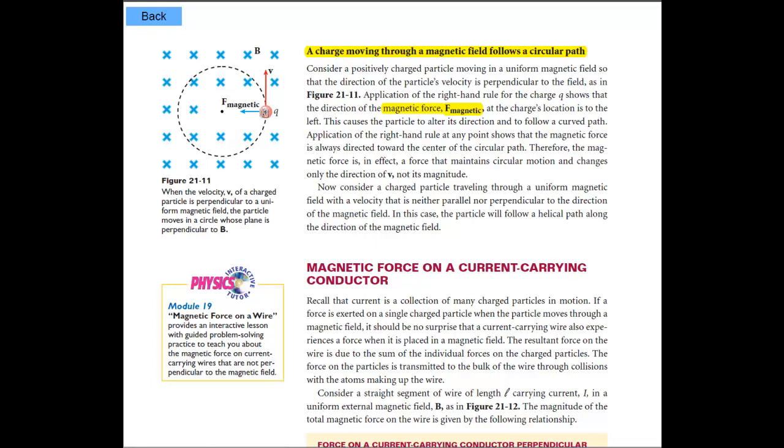And we looked in class at how I could apply the right-hand rule at every point along this path and see the force always points to the center of the circle. My positive charge here would rotate counterclockwise. A negative charge would actually rotate clockwise, a different direction because it is a different charge.